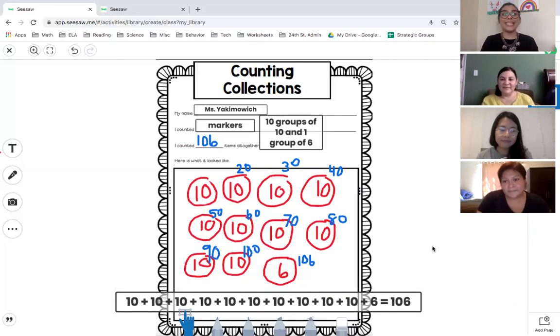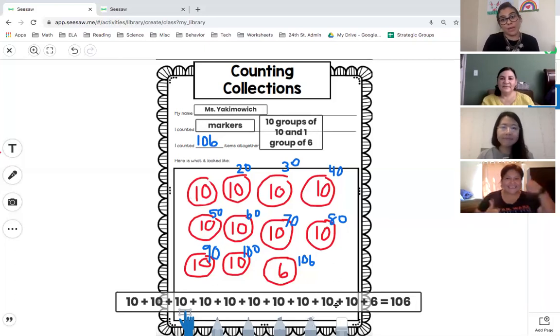And we clearly showed how we grouped our items by tens. And we showed our totals, right, our adding on, and we told other mathematicians what we counted and how many groups we had, and we showed the total amount in our collection plus our number sentence. This is what we want to see in order for you to get a 4.